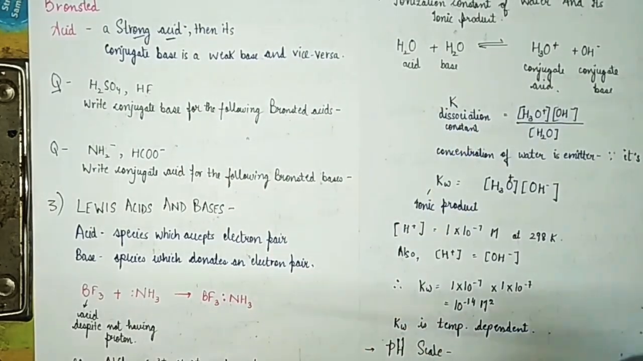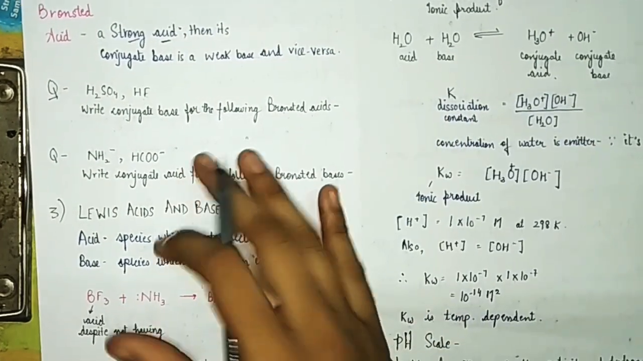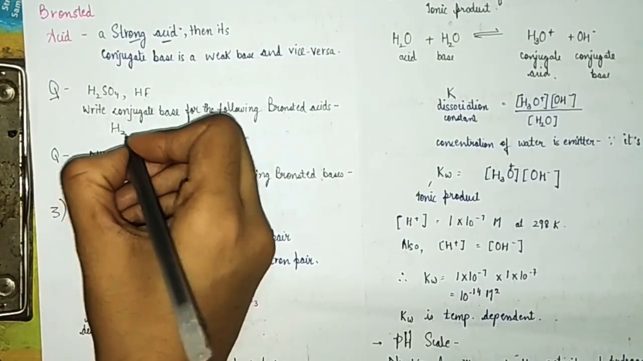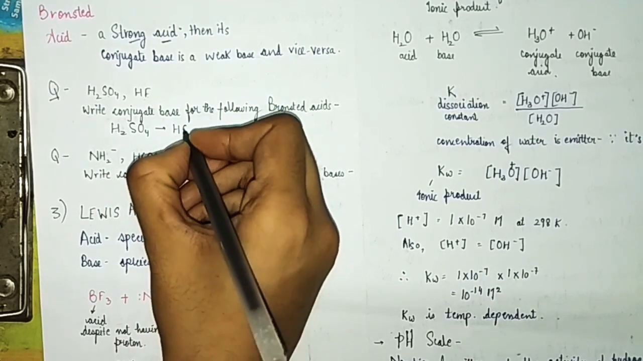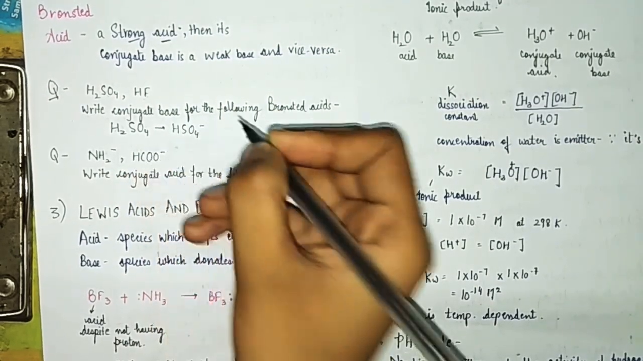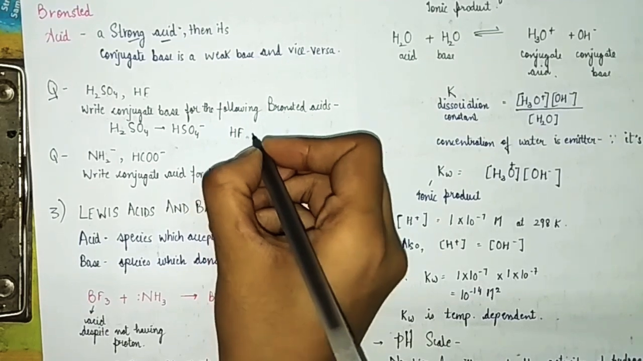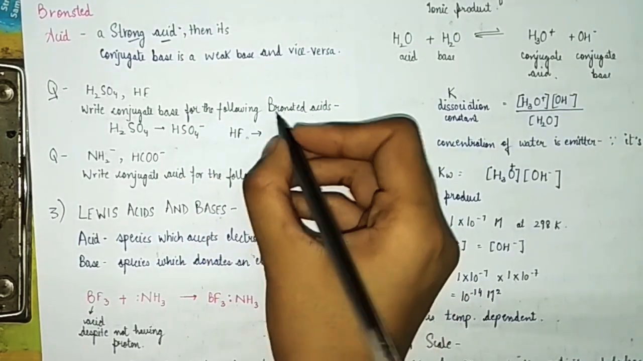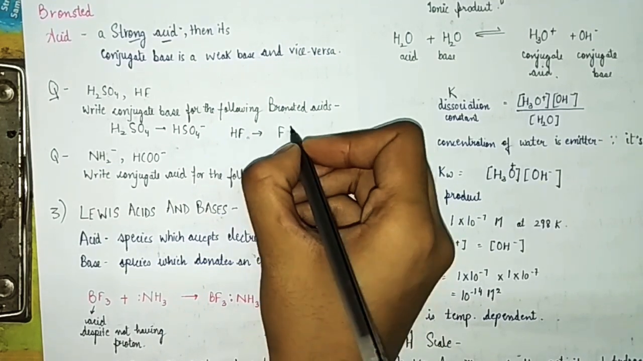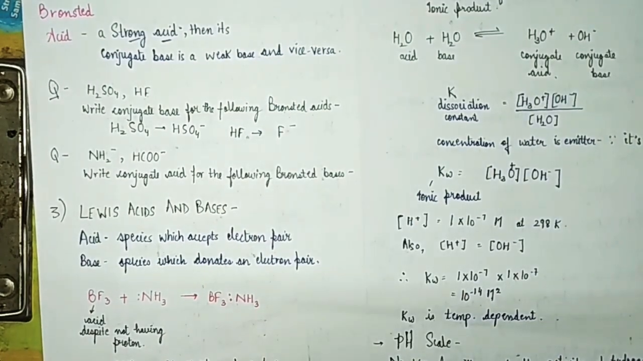Acid will donate a proton, so for H2SO4, the conjugate base will be HSO4 minus, and for HF, for this Bronsted acid, the conjugate base will be fluoride ion. So it's very simple.